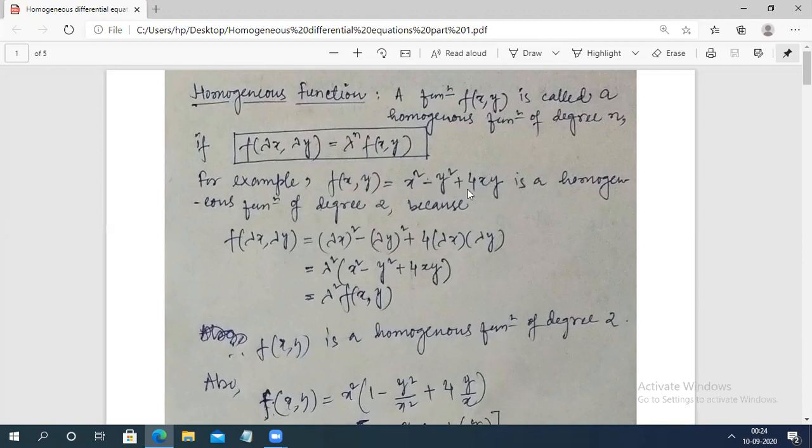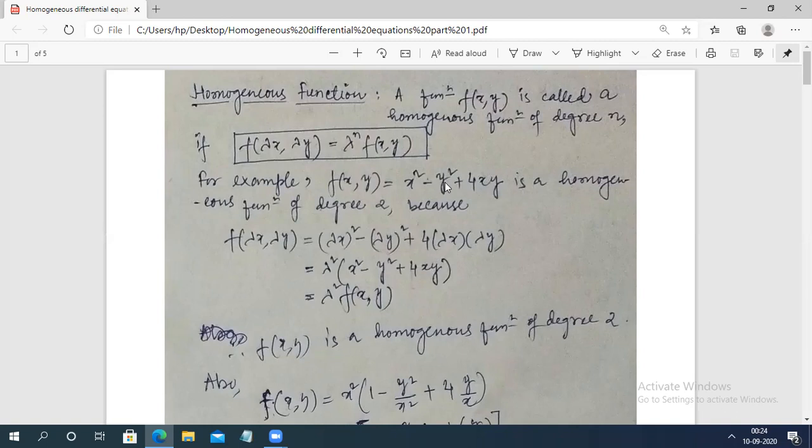Why 2? Because x raised to the power 2 minus y raised to the power 2 plus 4xy, where x and y both have degree 1 and 1. Since they are in product form, 1 plus 1 combined gives the degree 2. So homogeneous means the power of variables in each term of the expression is the same. Then we say that function is a homogeneous function.